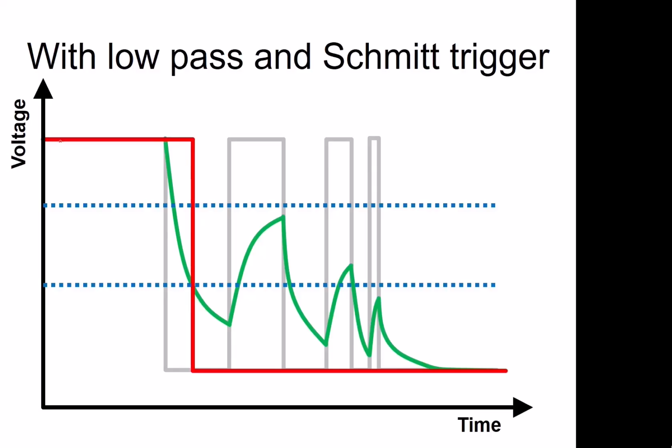So going through the full low pass filter and Schmitt trigger, the originally 4 pulses we got out from our bouncing switch are now down to just 1 output from our Schmitt trigger that registers the 1 closing event.